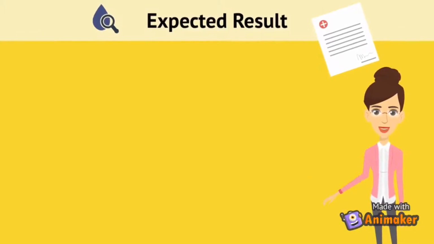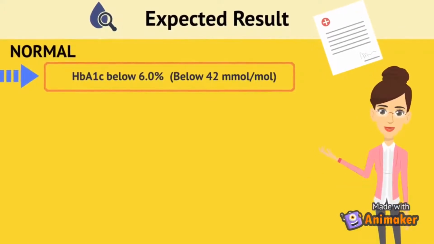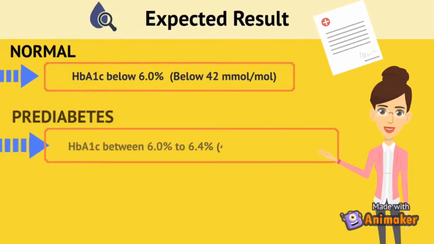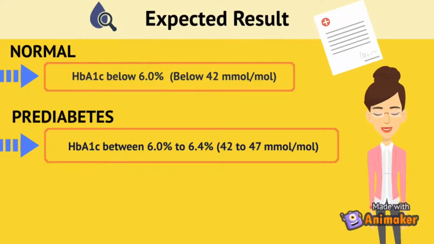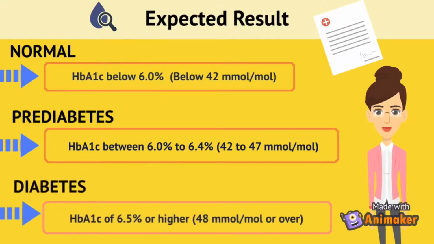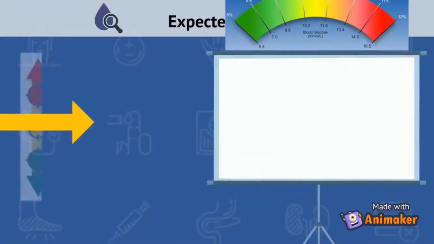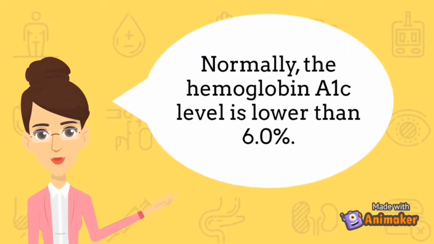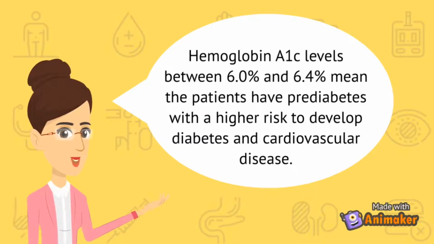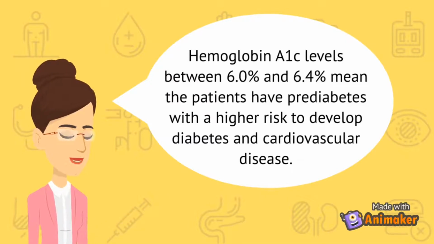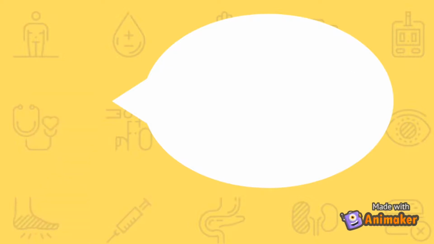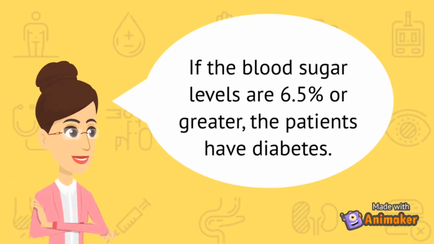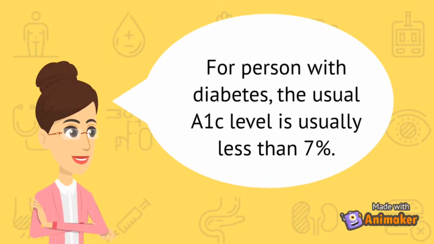The expected results for the HbA1c are given in percentages. For normal results, HbA1c will be below 6%, for prediabetes between 6% and 6.4%, and for diabetes 6.5% or higher. Normally, the HbA1c level is lower than 6%. If between 6% and 6.4%, it means the patient has a higher risk of developing diabetes and cardiovascular disease. Diabetes patients may have 6.5% or greater, basically less than 7%.